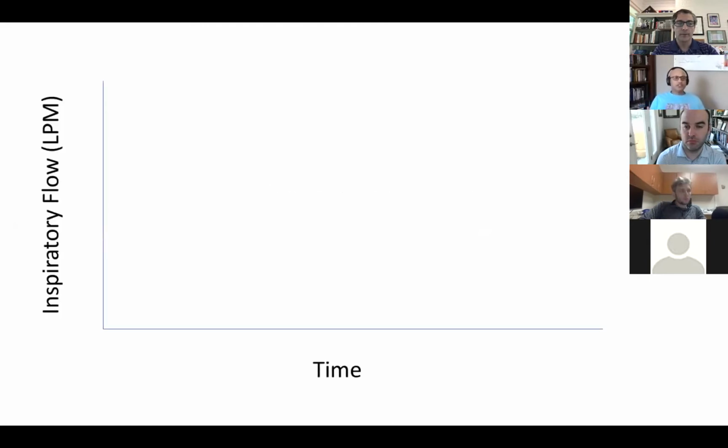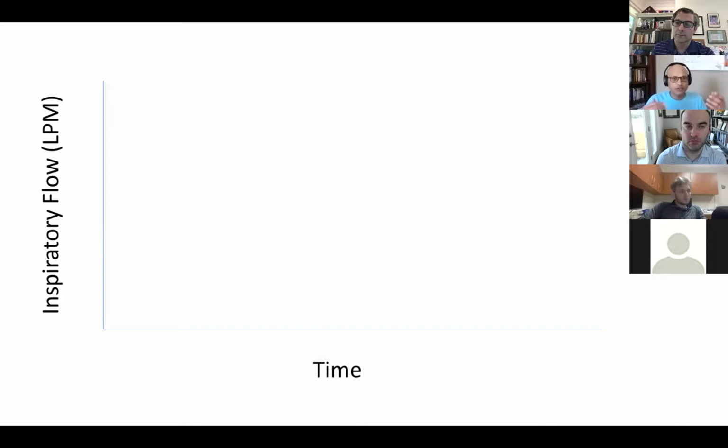So I want you to just start off by taking in a deep breath, and think about that inspiration and the flow that was generated as air moved into your body. And think about where in your breath the flow is at its highest. It tends to be highest at the beginning of the breath because that's where you have the highest pressure gradient between your intrathoracic pressure and atmosphere.